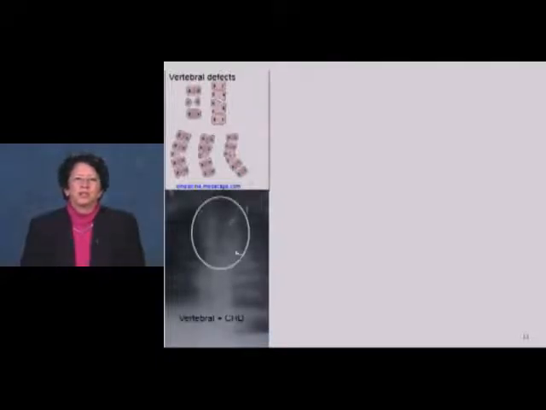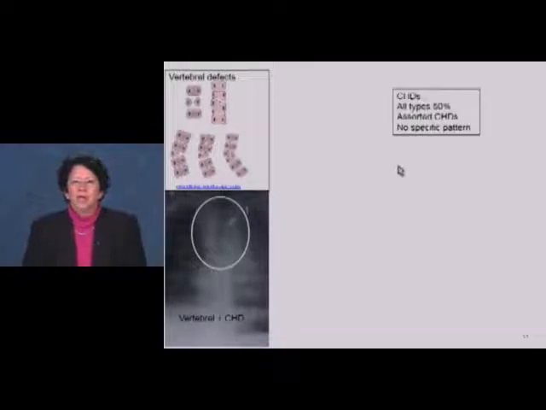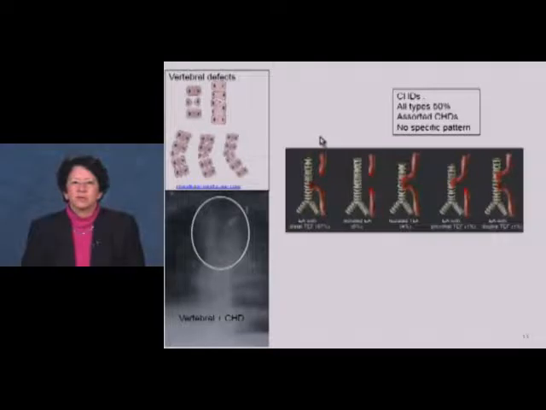And to review the individual defects, this is a cartoon showing you different types of vertebral anomalies: hemivertebrae, butterfly vertebrae, other hemivertebrae. If they're balanced, you may not get scoliosis, but if they're imbalanced, you'll see structural scoliosis. Now this chest x-ray looks a little blurred, but what it illustrates is both vertebral anomalies as well as a heart defect. There was a coarctation. Heart defects occur in about 50%. They're all different types. There's no specific pattern.